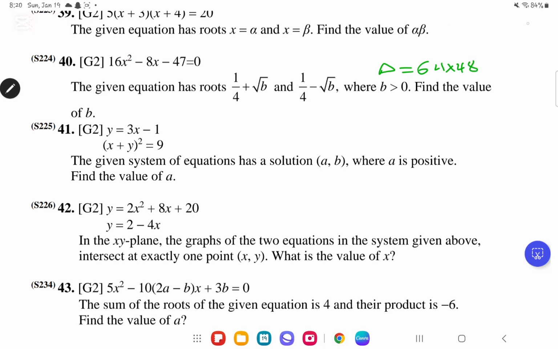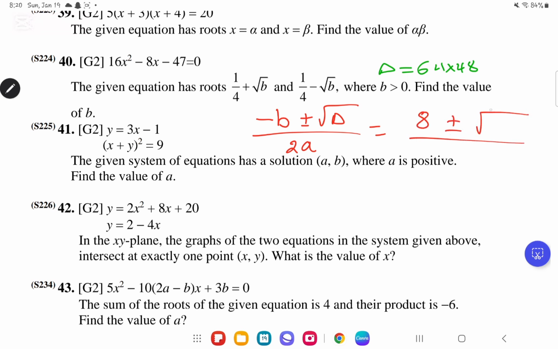So now we apply the root rule, which is minus b plus or minus radical discriminant over 2 times a. We know our b is what? It is minus 8. So minus of minus 8 becomes 8 plus or minus radical 64 times 48 divided by 2 times 16. So then it becomes 8 plus or minus. You have to do the 3. So let us do the 3 together.